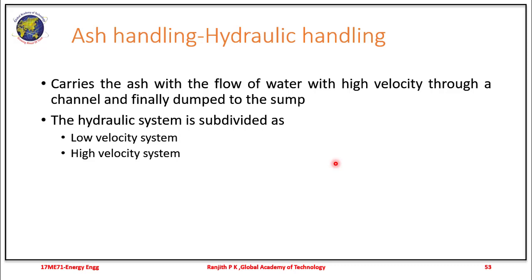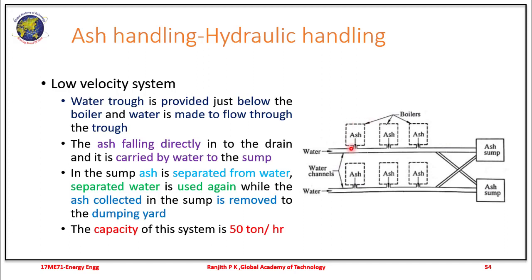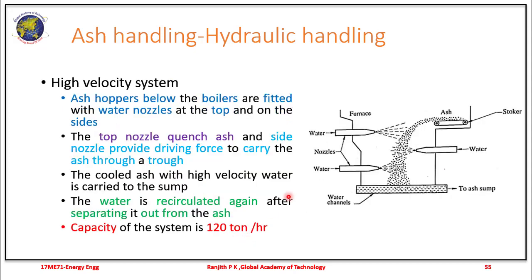The hydraulic handling is classified as low velocity and high velocity, and as the name suggests, it uses a water mechanism. In the low velocity, there is water, which is the same mechanism as that of the hydraulic. The only difference here is the water channels are multiple. So there are two sets where the cold ash is made to flow through the sluice. The capacity is relatively better, about 50 tons per hour.